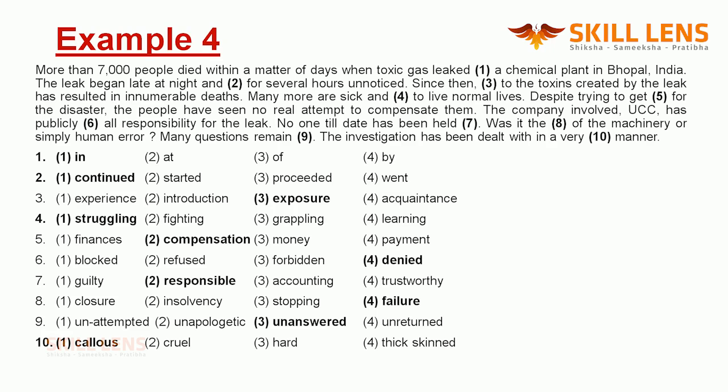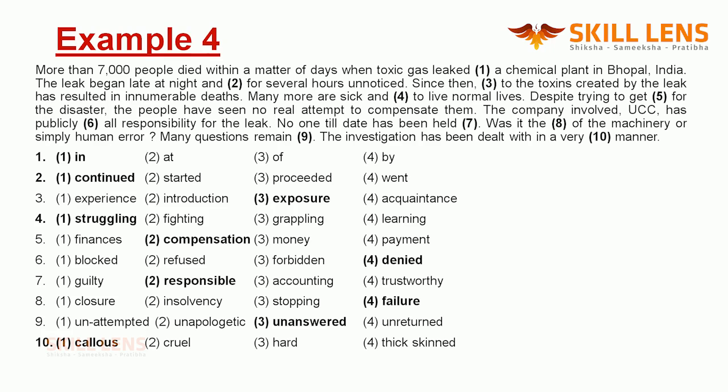The leak began at night and dash for several hours unnoticed. Okay, so here we need to use a word for blank 2 that talks about the action happening unchecked for quite some time. So here the appropriate word will be continued. The clue that you can look out for to decide continued is the answer is several hours unnoticed. That means the leak was happening, that action was going on for some time before people got to know about it. So the best word that gives us that idea is continued.